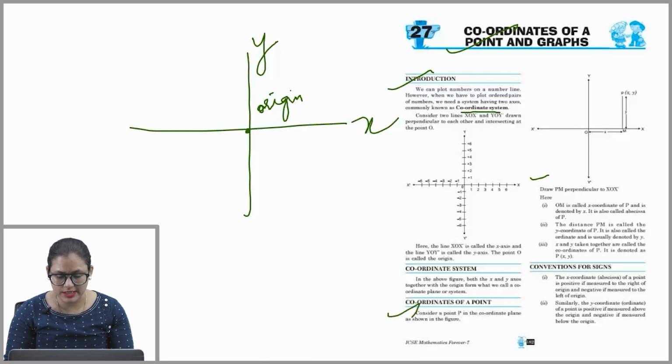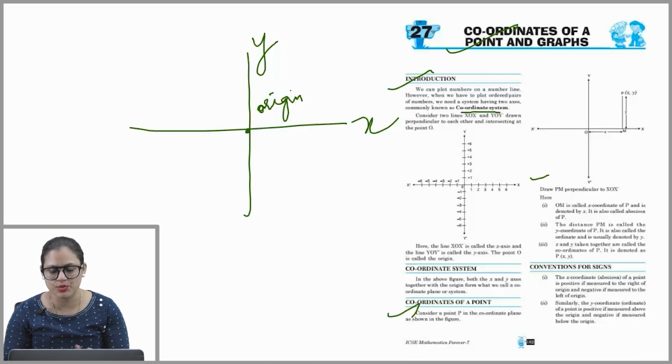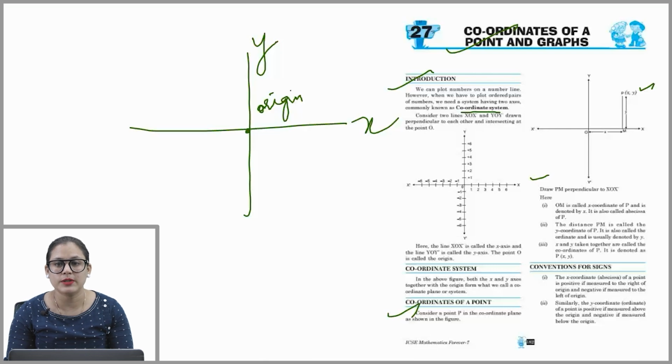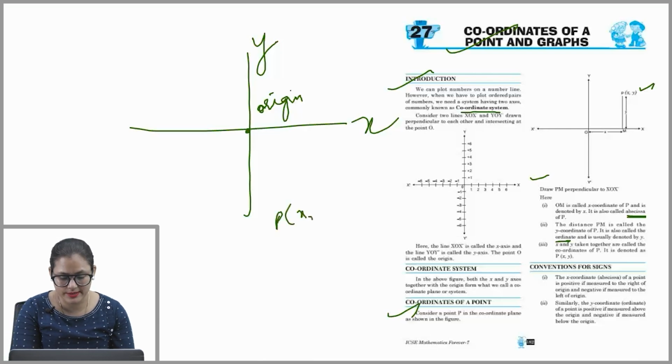Coordinates of a point. Consider a point P in the coordinate plane as shown in this figure. Okay, this is the point. Now draw PM perpendicular to XOX'. Here OM is called the x coordinate of P and is denoted by x. It is also called abscissa of P. Okay. The distance PM is called the y coordinate of P. It is also called the ordinate and usually denoted by y. x and y taken together are called the coordinates of P. It is denoted as P(x, y).